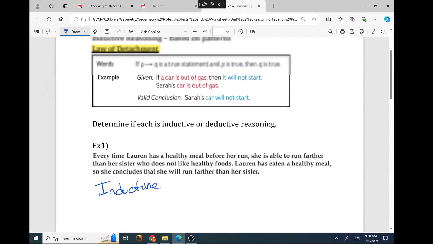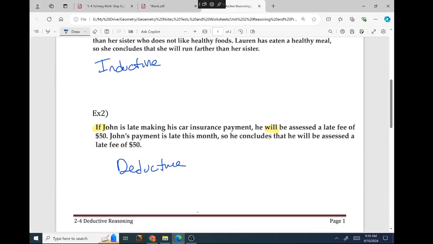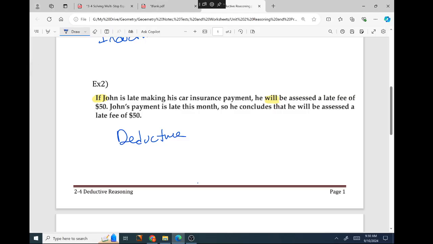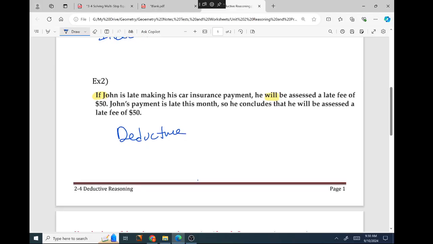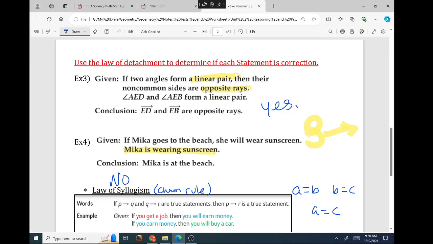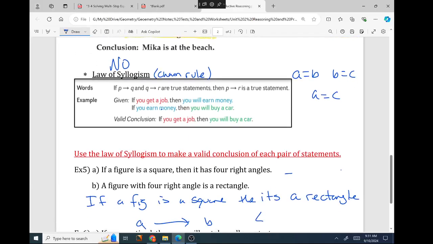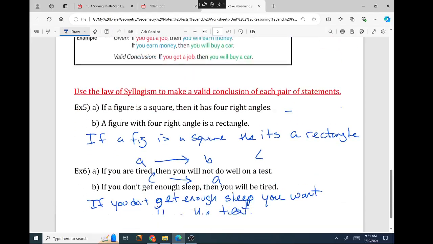So, a couple things. One, inductive and deductive reasoning. Inductive is based on patterns. Deductive is usually easy to catch because it'll have an if-then in it. Yes, it'll have a rule that it follows. And then we got law of detachment, which means if the first thing happens, the second thing happens. And then we got law of syllogism, which is like the chain rule. If this happens, then that happens. If that happens, then the next thing happens. Yeah, go ahead.